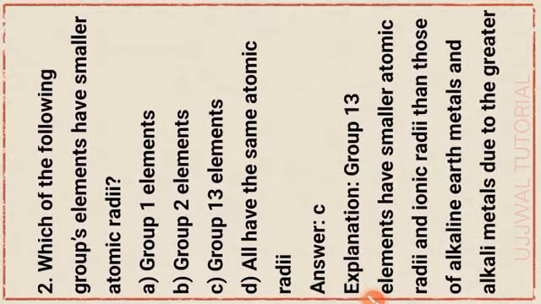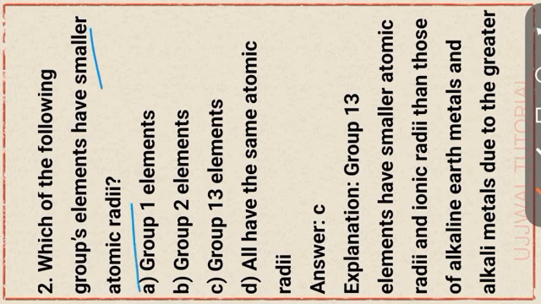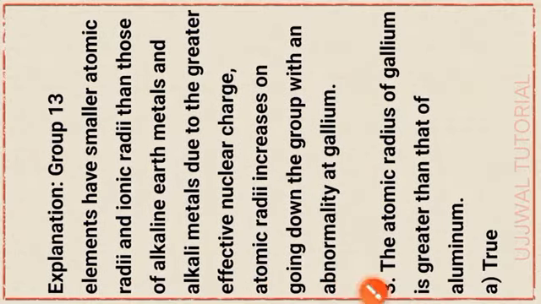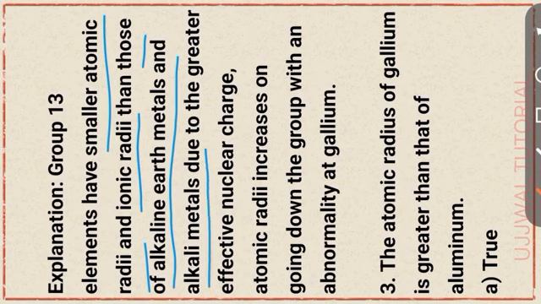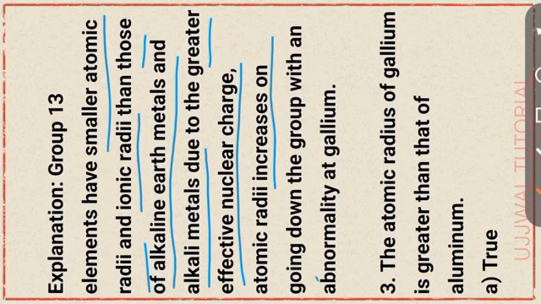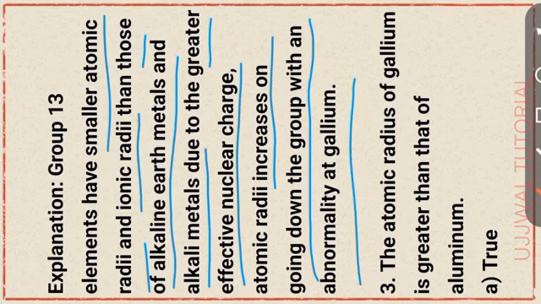Question number 2: Which of the following groups of elements have smaller atomic radii? Option C, group 13 elements. The reason is that group 13 elements have smaller atomic radii and ionic radii than those of alkaline earth metals and alkali metals due to the greater effective nuclear charge. Atomic radii increase on going down the group, with an abnormality at gallium.